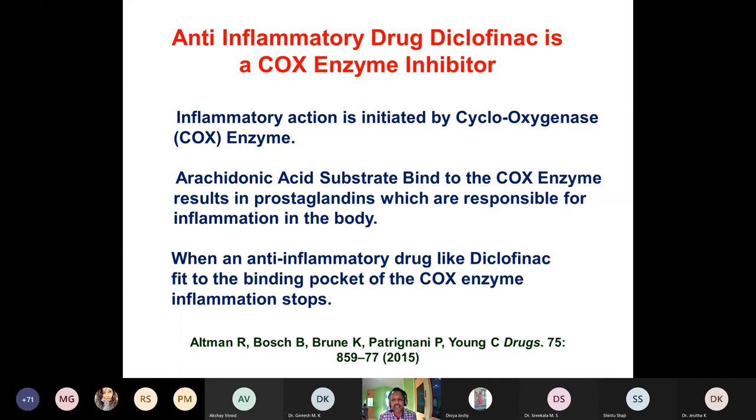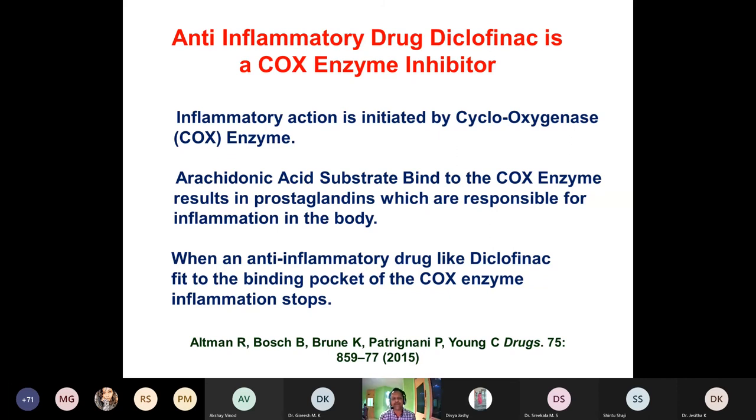How does this inflammation happen in the body? A natural ligand called arachidonic acid binds to the active site or cavity of the cyclooxygenase enzyme, and a compound called prostaglandin is formed. These prostaglandins are responsible for inflammation in the body. Okay, so this is the mechanism of inflammation.